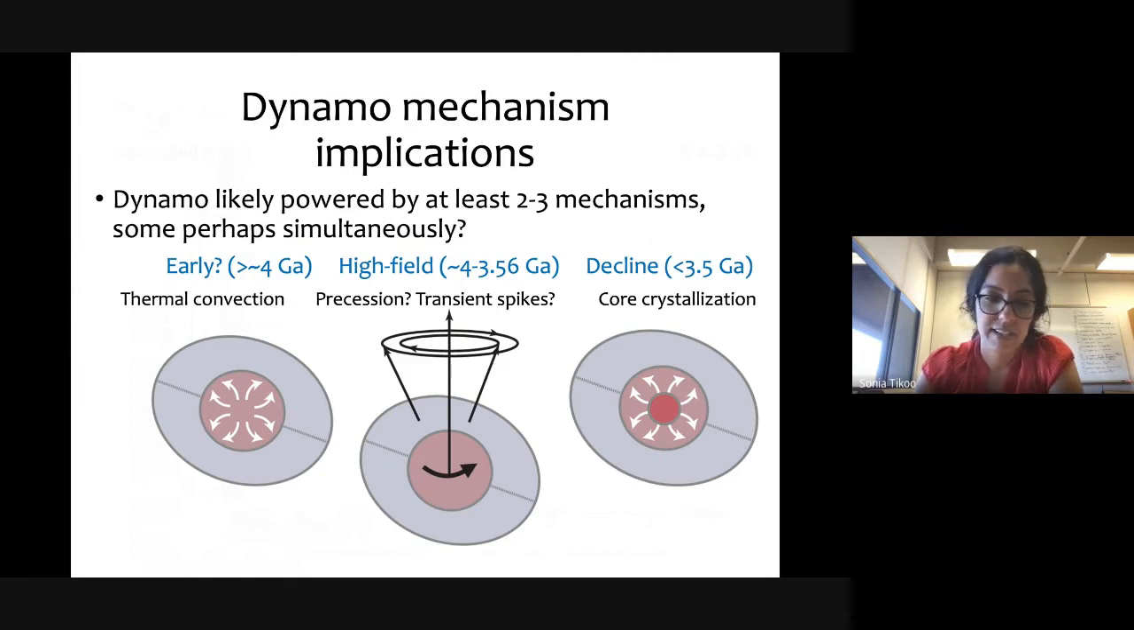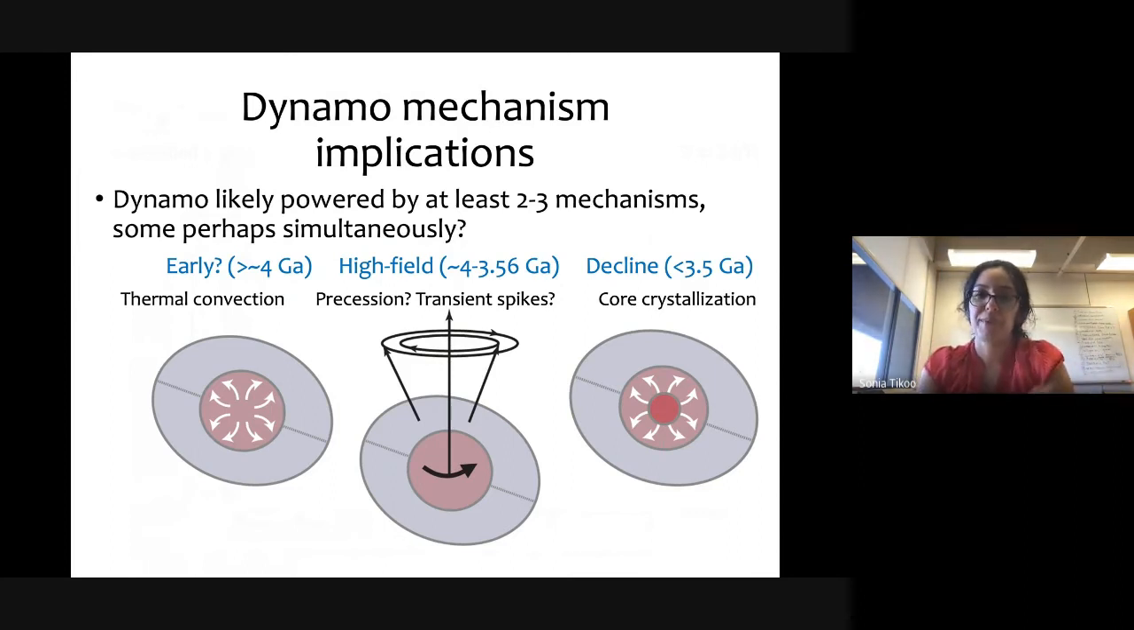And we're definitely still working on this. I'm studying rocks from the high field epoch that didn't have strong paleointensities, and I'm trying to figure out what might have been going on there. Are those rocks not magnetized? Were they demagnetized by shock? Are those really low paleointensity values? That's kind of ongoing research.